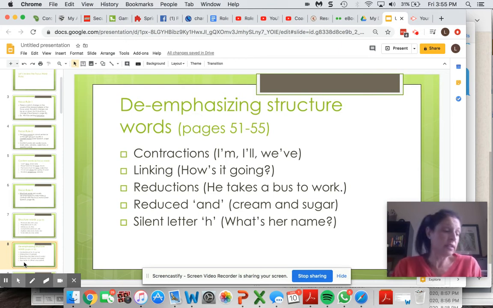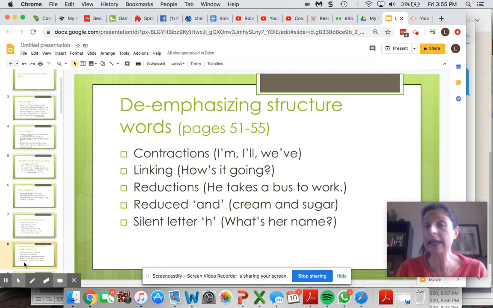So going back, it's on 51 through 55. This is from Unit 7. The way that we de-emphasize structure words is with contractions. I'll be seeing you. We've been busy. They've been baking cookies all day.